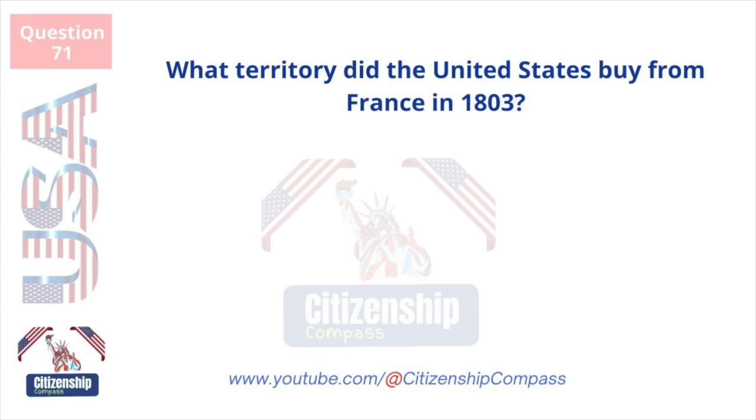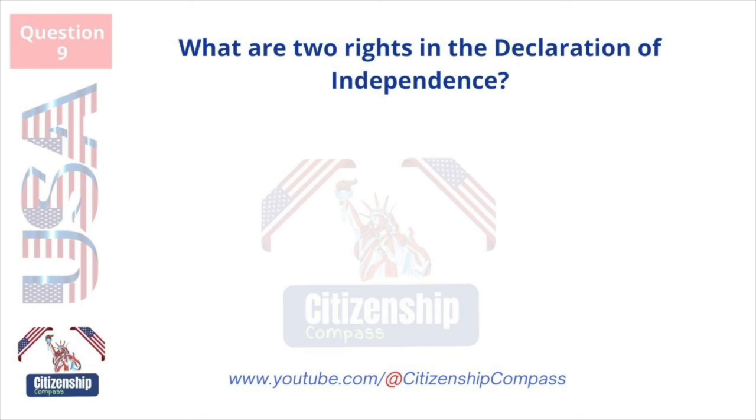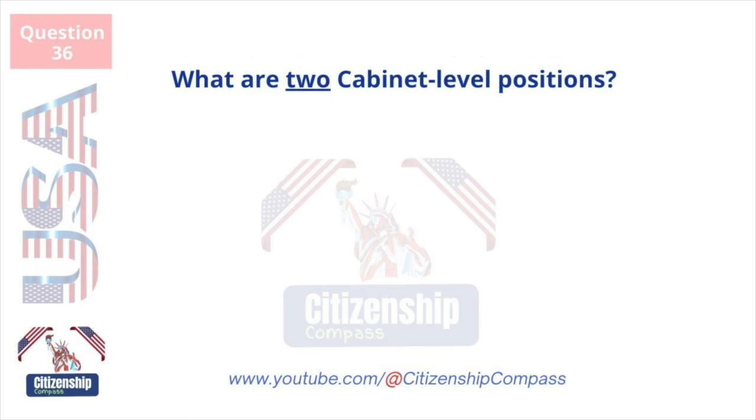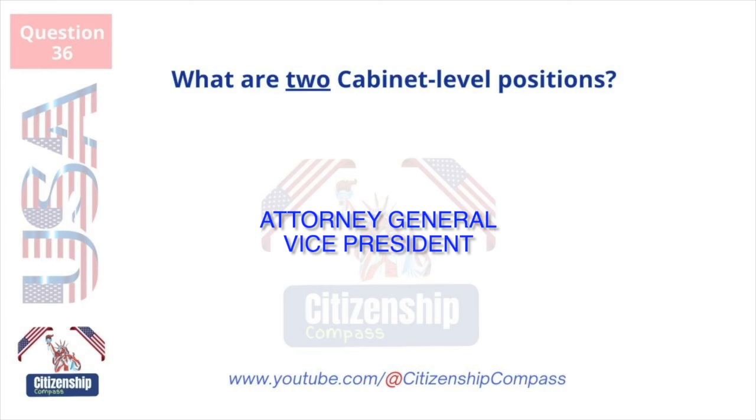What territory did the United States buy from France in 1803? The Louisiana Territory. What are two rights in the Declaration of Independence? Life, liberty. What are two cabinet-level positions? Attorney General, Vice President.